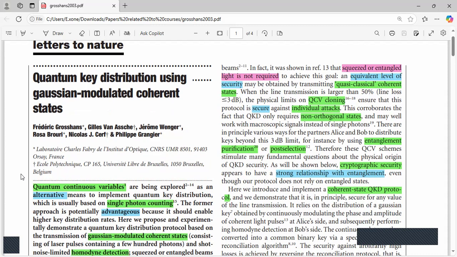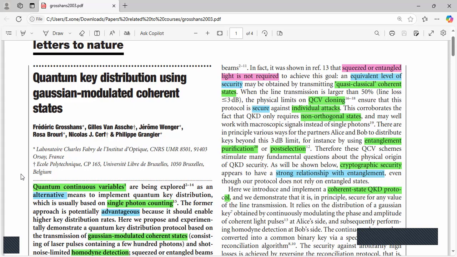So we have to use the non-orthogonal state in order to have a security bound on our protocol. Non-orthogonal states are used because, in order to get some information, Eve has to measure the incoming state. But when she measures the incoming state, it disturbs the quantum state, and this introduces some errors and noise, and it can be detected by these errors and noise.